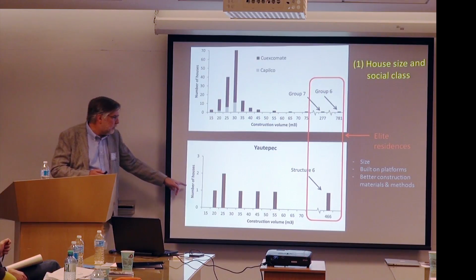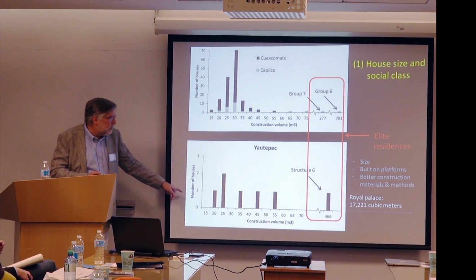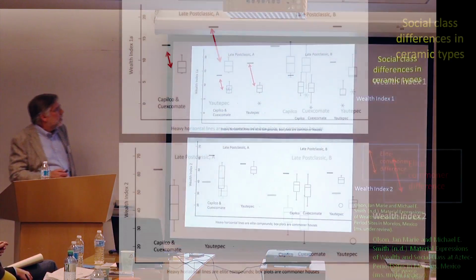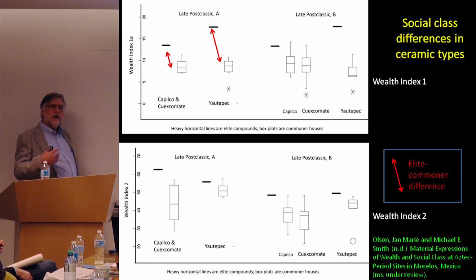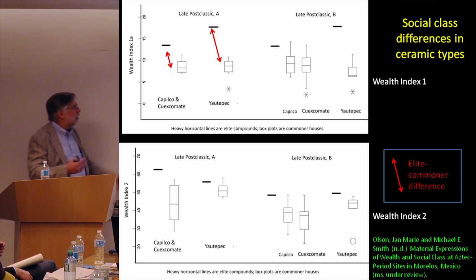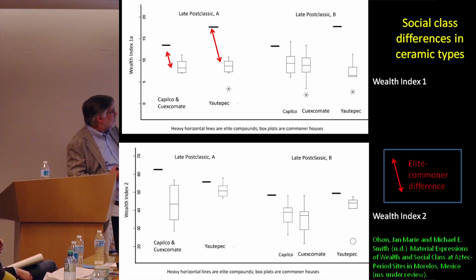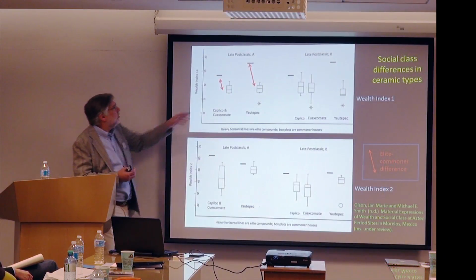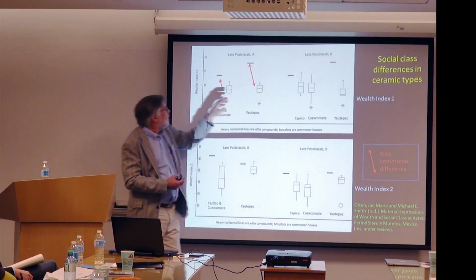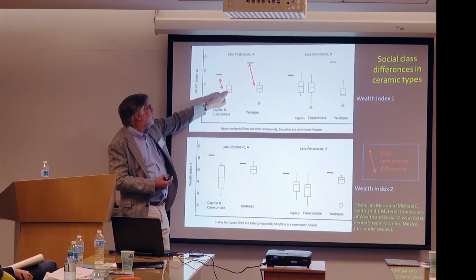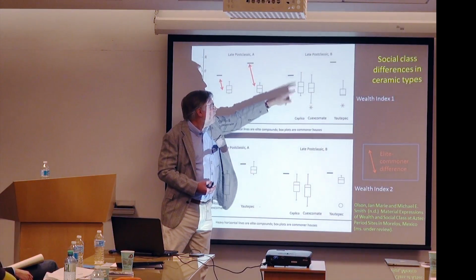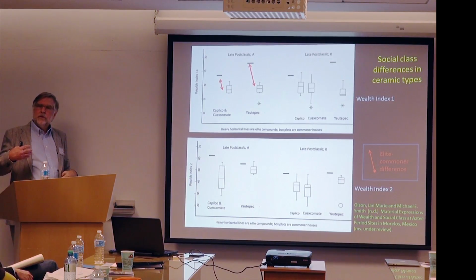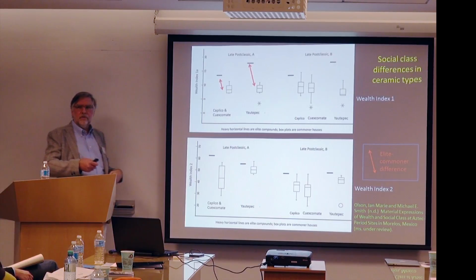Now this site also has a royal palace, which at 17,000 cubic meters is somewhere across the hall over there. And then one of the things I've done is to compare house size to the artifact content. What these graphs show are two different wealth measures, where I use ceramic types to create wealth indices. And then what I'm comparing here, in an early phase and a late phase, is the elite house to the commoner house. The same comparison on each of these graphs. And the point is, it's possible to distinguish these elite houses from the commoner houses based on their artifacts.